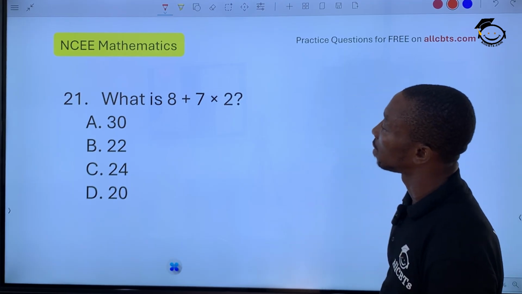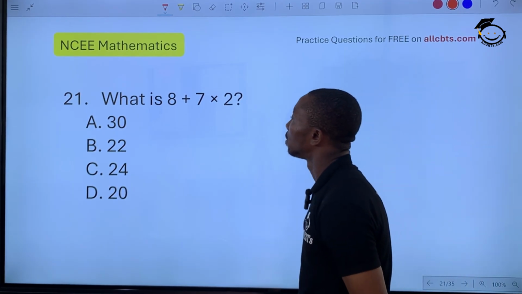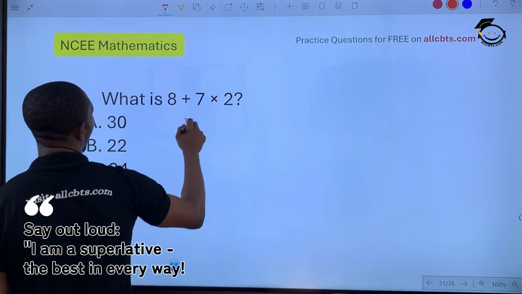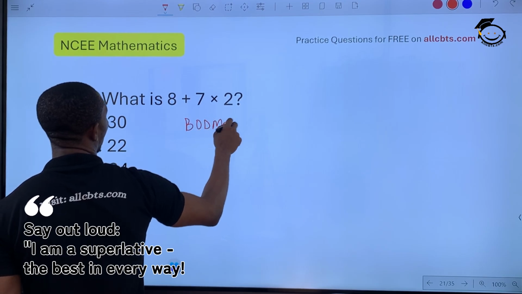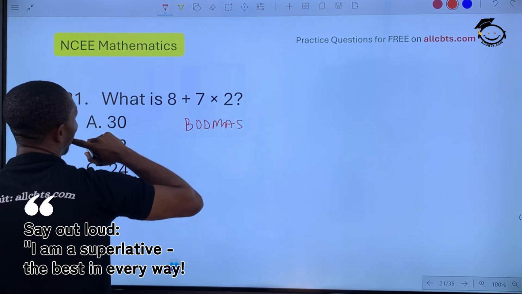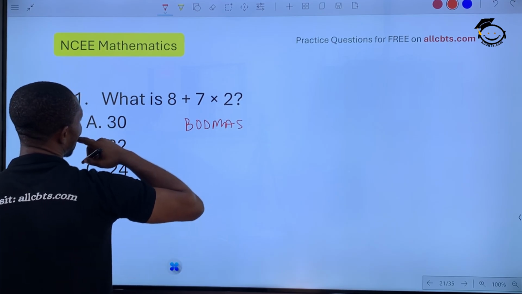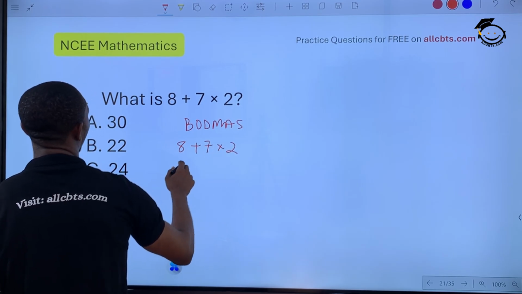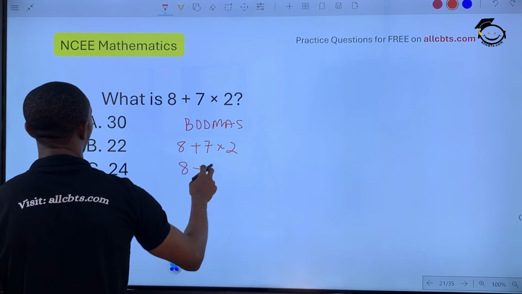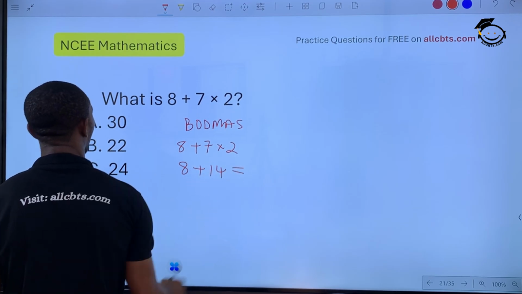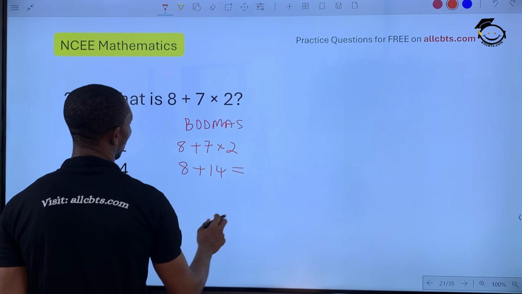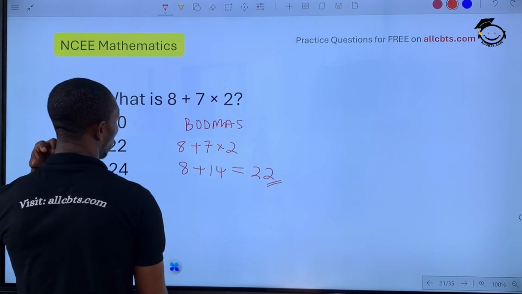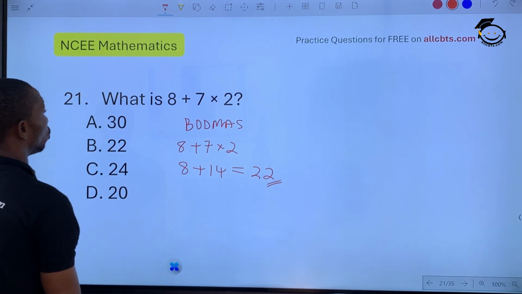What is 8 plus 7 times 2? Okay. Now remember, let's apply our BODMAS rule. Applying our BODMAS rule, we have it as 8 plus 7 times 2. Now this becomes 8 plus 14. Now 8 plus 14 gives us 22. All right, so our answer would be 22.